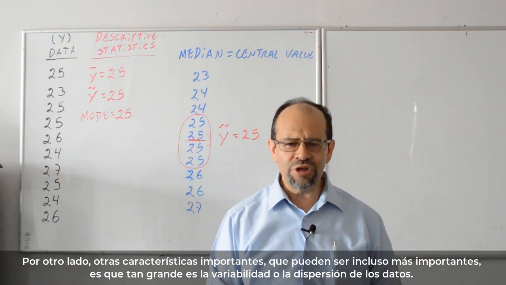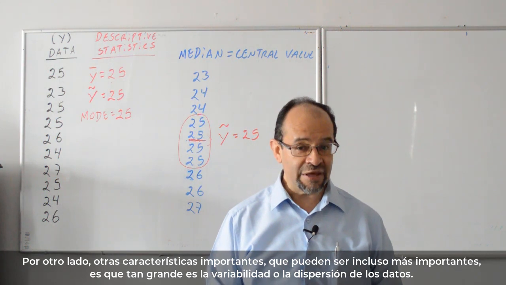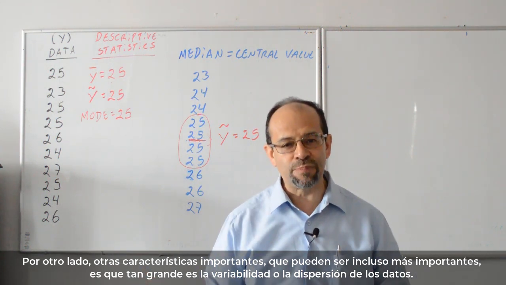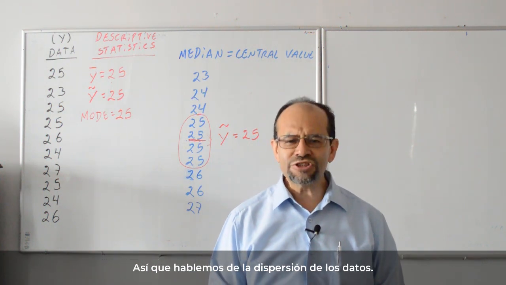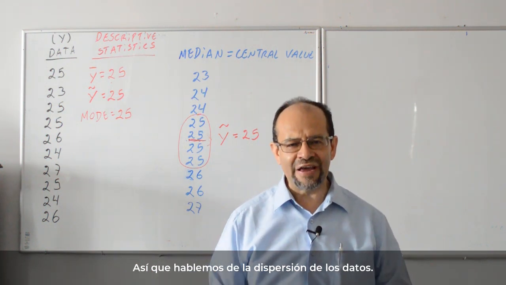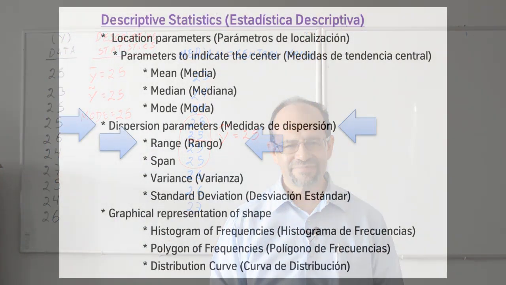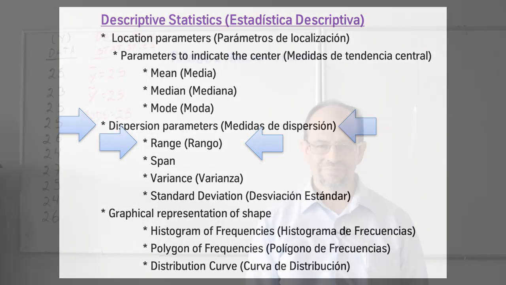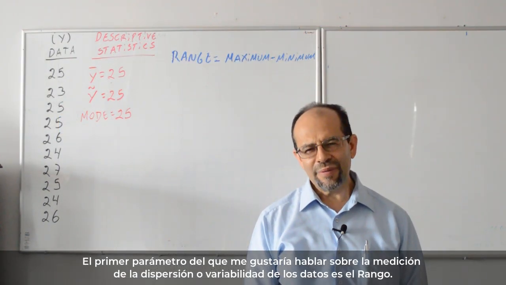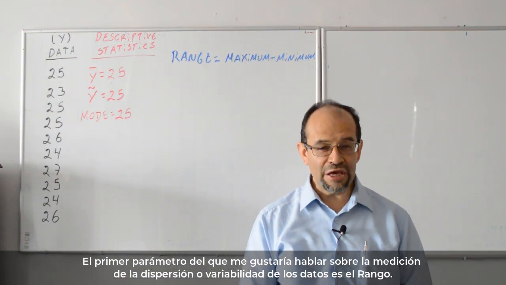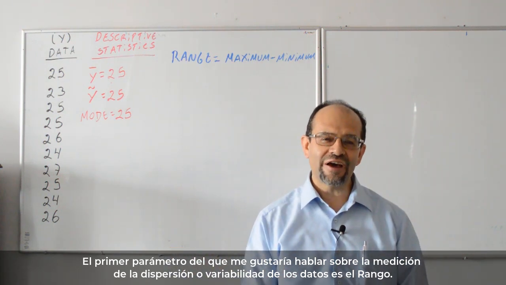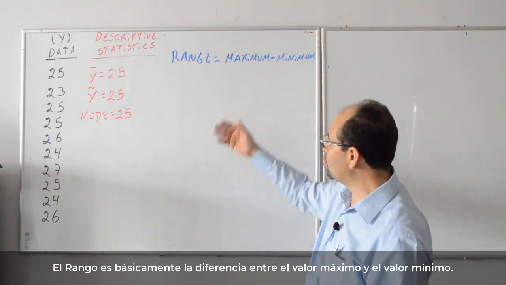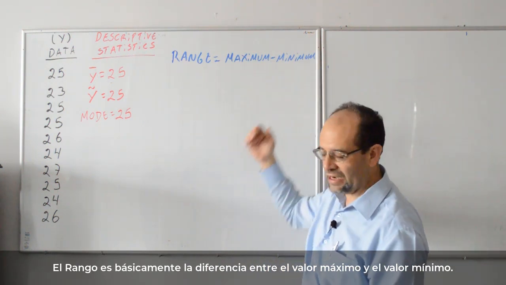On the other hand, another important characteristic, and it can be even more important, is how big is the variability or the spread of the data. So let's talk about the spread or the variability of the data. The first parameter that I would like to talk about for measuring the spread or the variability of the data is the range. The range is basically the difference between the maximum value and the minimum value.